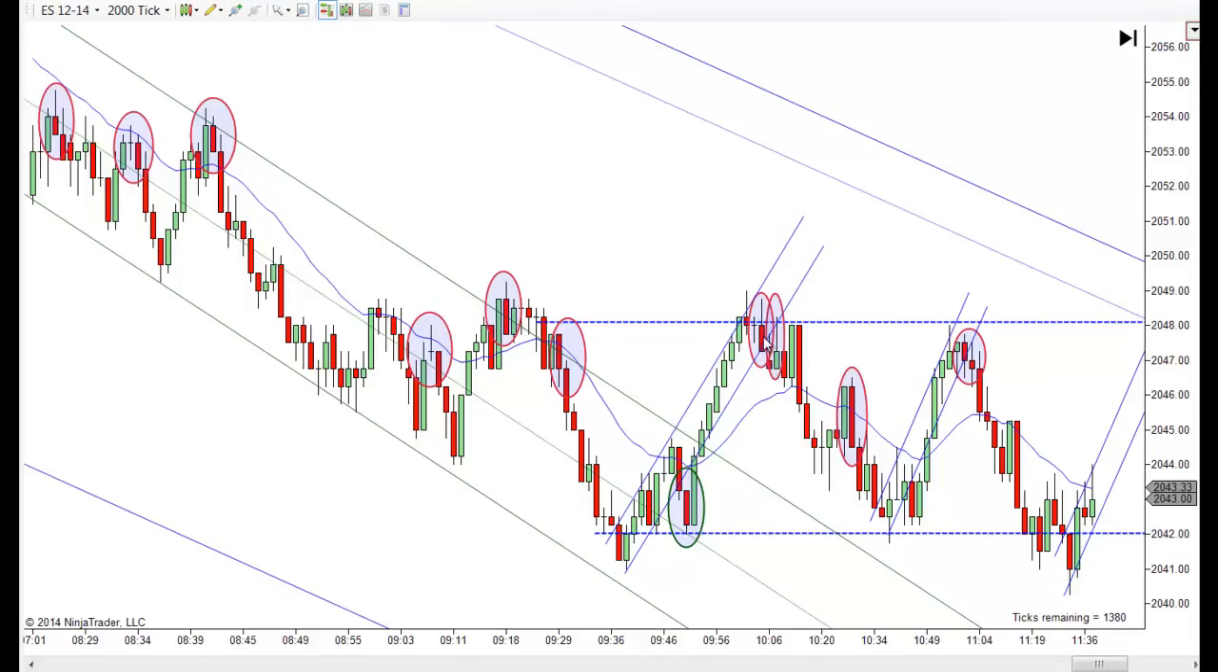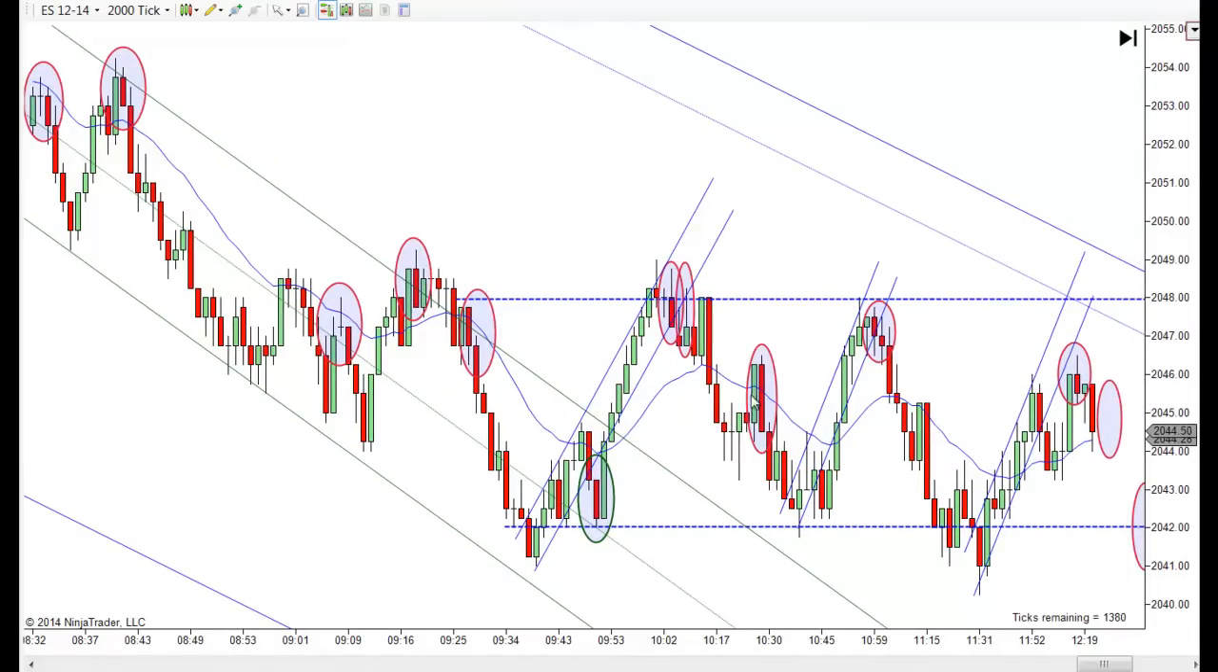And if you entered here, it was tempting to even add on there. Probably would have made you a little nervous when it backed up there, but that's part of it. And if you stuck with it, it still works out. And then you get another second entry short here. Notice the new low, pull back first entry, pull back second entry, big bearish bar.